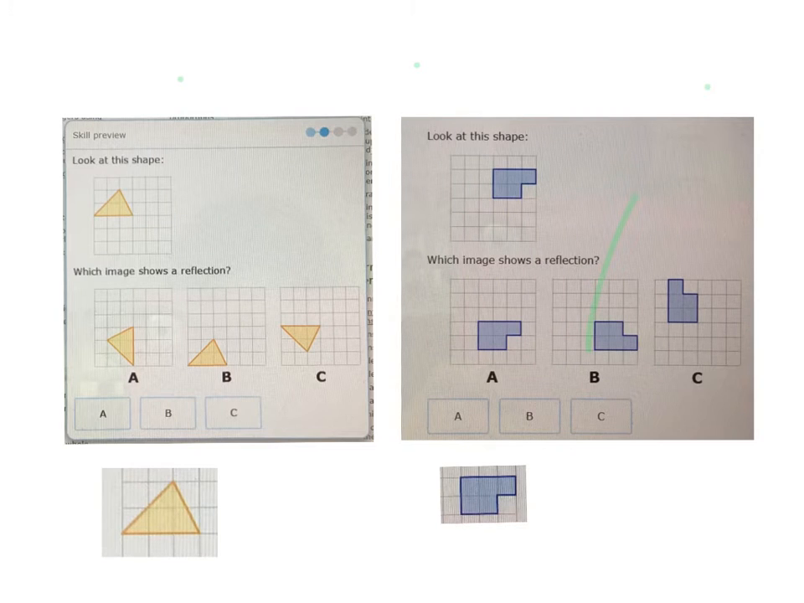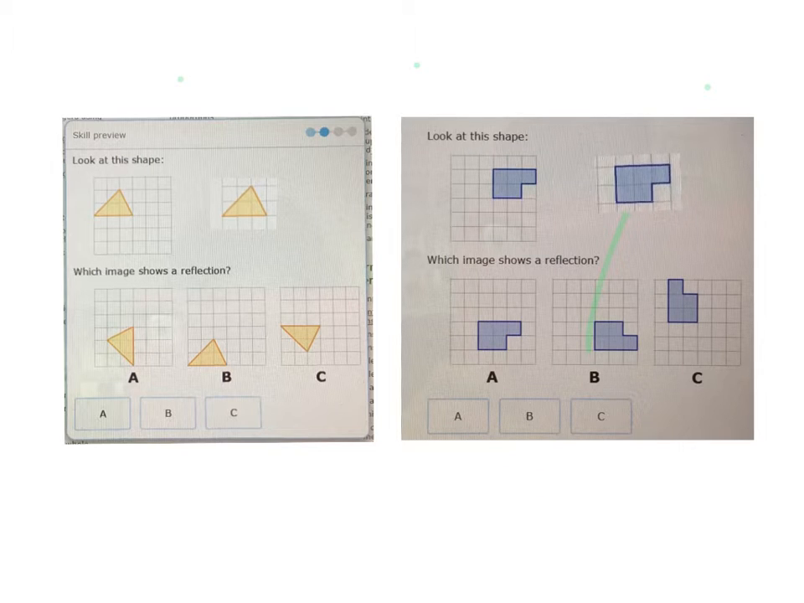Here we have 2 examples of questions that are asking about reflection. So they both say, look at the shape, which image shows a reflection? So I've just sort of copied the image that we had there. I'm going to try and keep it about the same size, and I am going to flip it. So we get an idea and we can look and see which one looks like a reflection. I'll do the same with this one as well.